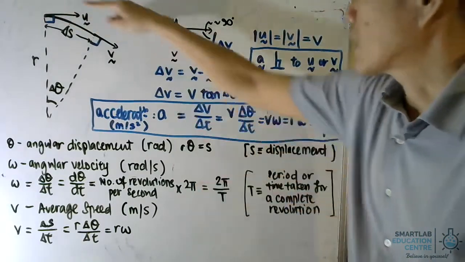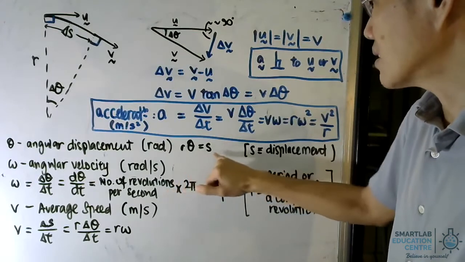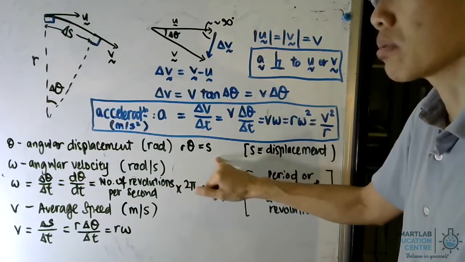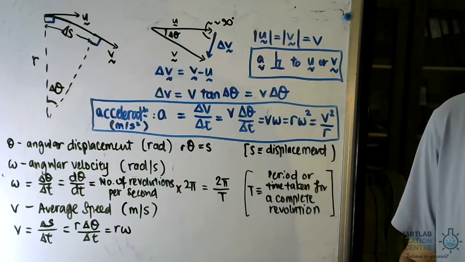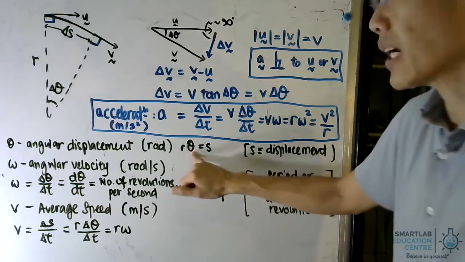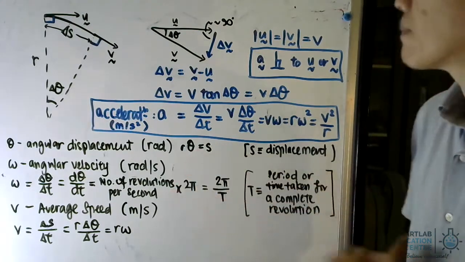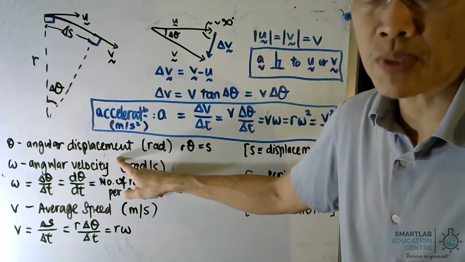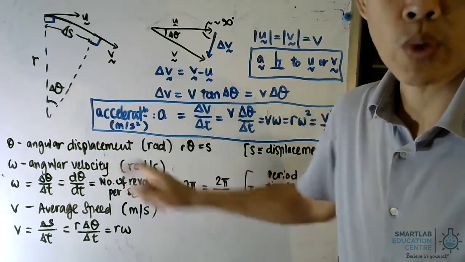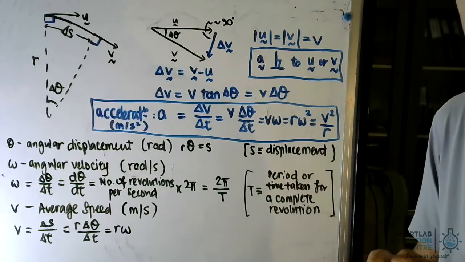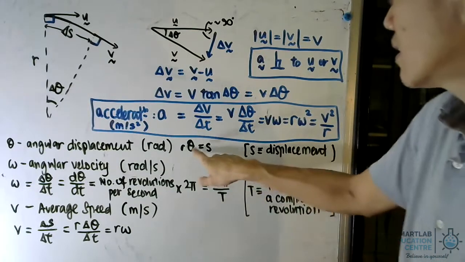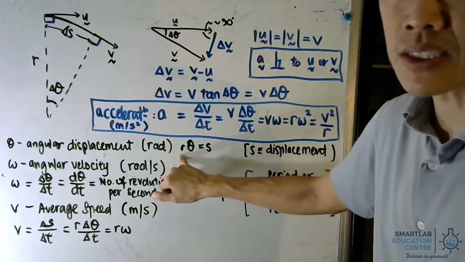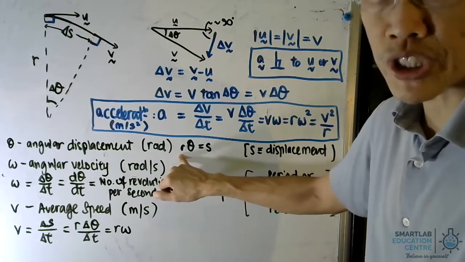The formula will be r theta is equal to s, and s is the displacement. So r theta will be equal to s. Note that theta has a unit of radian and not degrees. And 1 radian is defined as the angular displacement of an object in circular motion where the ratio of the arc length s and the radius r is equal to 1. Meaning to say, if you have 1 radian, then your displacement is 1 meter and the radius of the circular motion is 1 meter.